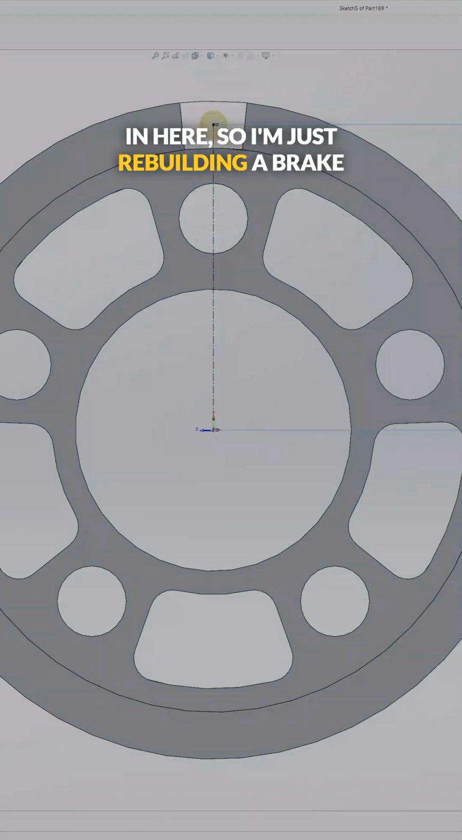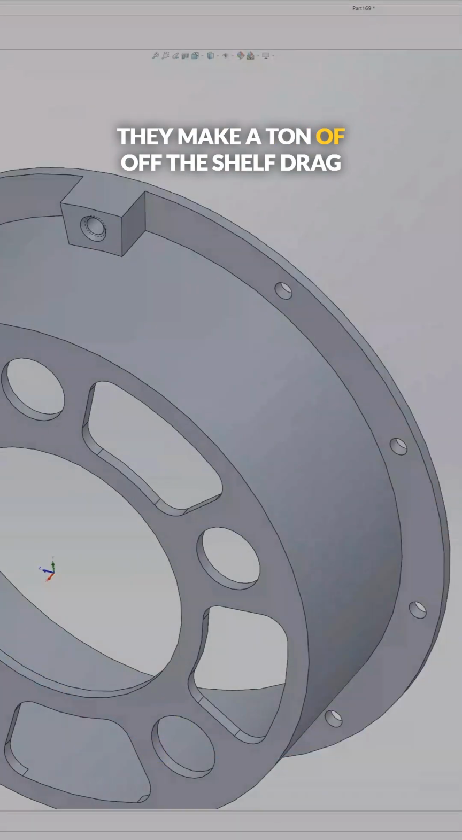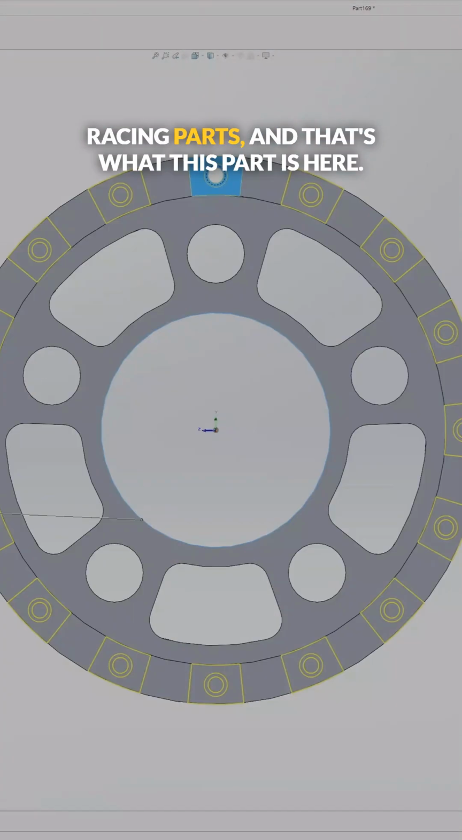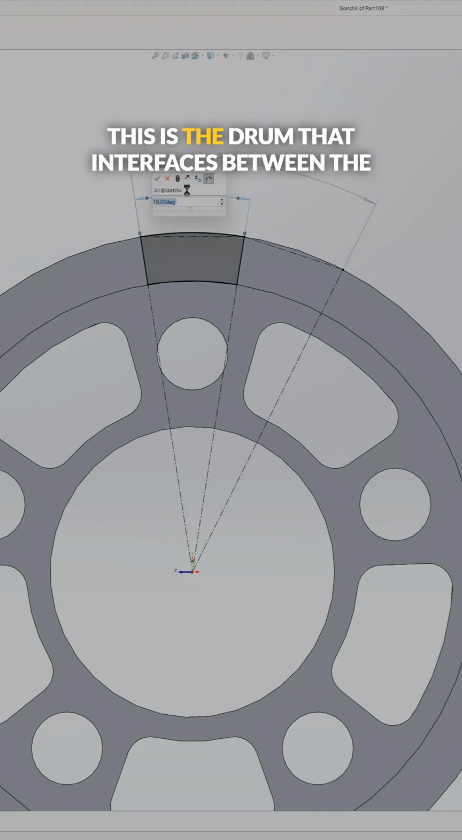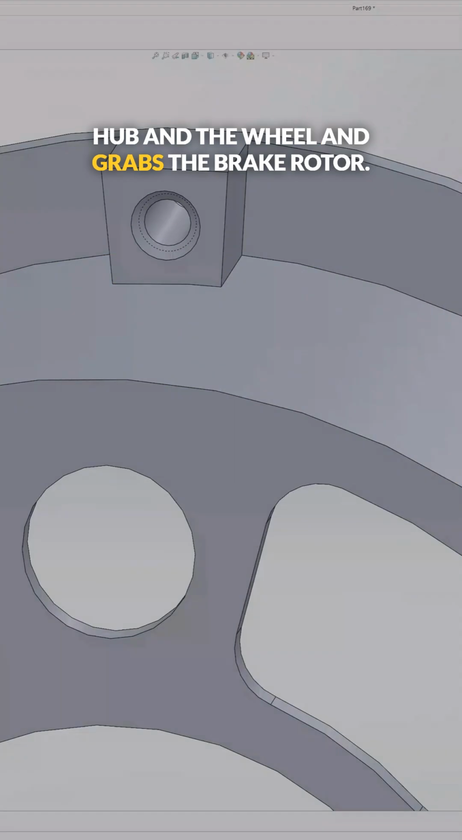So I'm just rebuilding a brake setup that I found from Strange Engineering. They make a ton of off-the-shelf drag racing parts. And that's what this part is here. This is the drum that interfaces between the hub and the wheel and grabs the brake rotor.